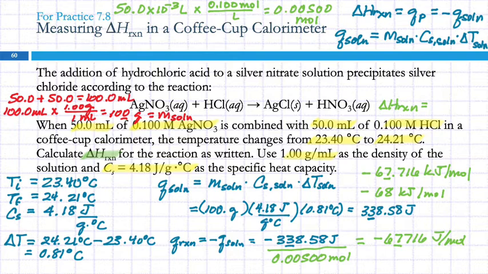So up here, heat of reaction is negative 68 kilojoules. We don't write the per mole part here because it's understood. This is per 1 mole of that, per 1 mole of that, per 1 mole of that, per 1 mole of that. Any questions?